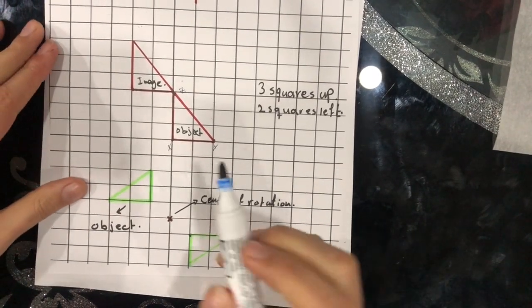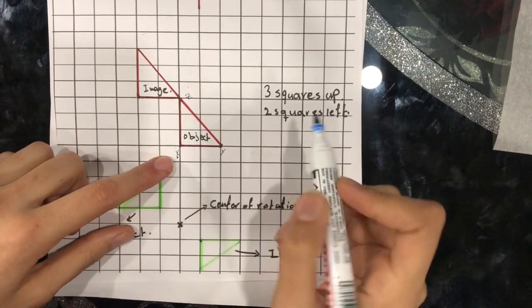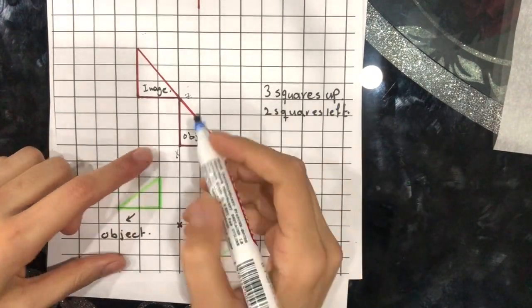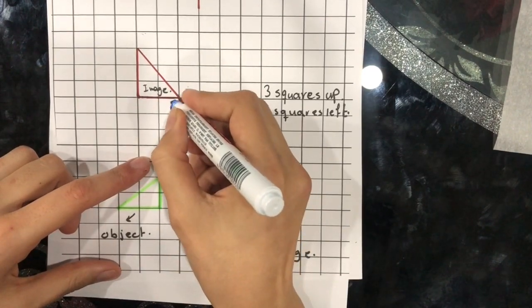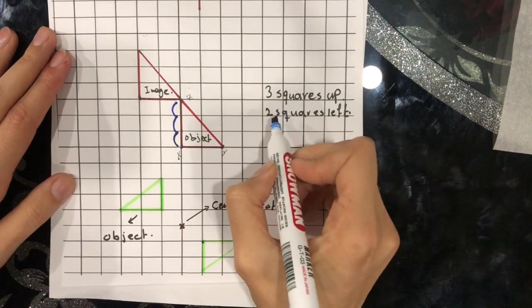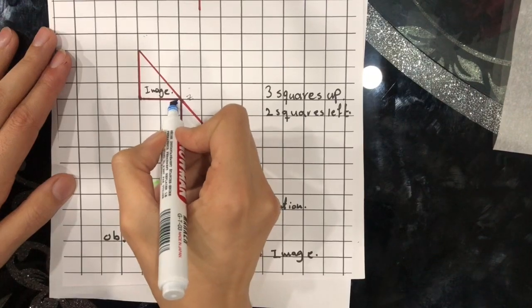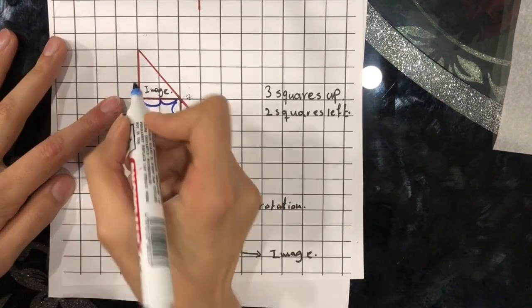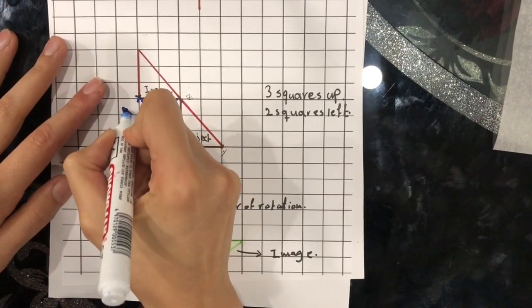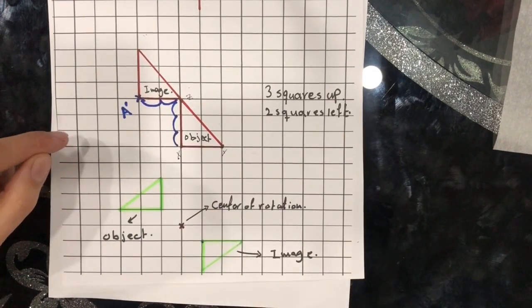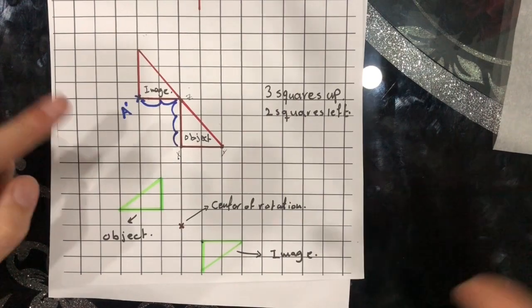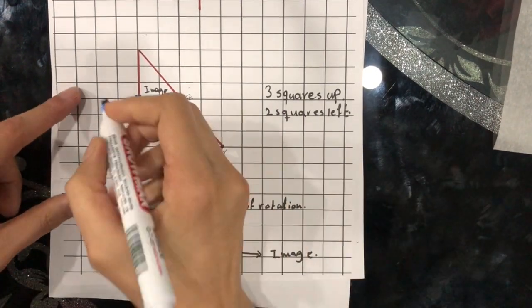Now let's see how we moved this shape into its new location. Let's start with X. We have to move 3 squares up. So I counted 1 square, 2, 3 squares up, and then I need 2 squares left. So I will do 1 square, 2 squares. Here will be the new location for point X.